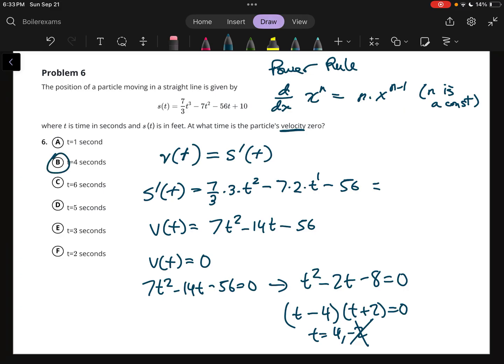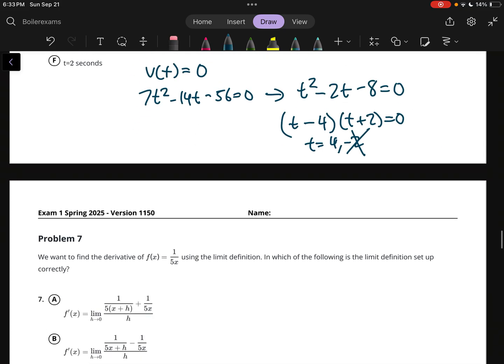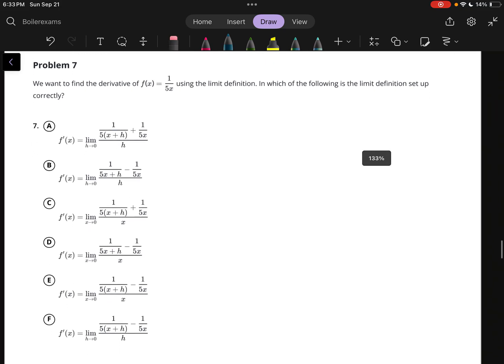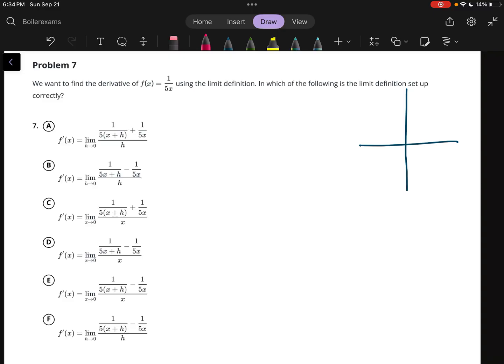Okay, moving on to question 7. Question 7 says we want to find the derivative of f of x equals 1 over 5x using the limit definition. In which of the following is the limit definition set up correctly? To solve this question, the most surefire way would be to just memorize the definition of a derivative, but I'm going to quickly go over what you would do if you forgot.